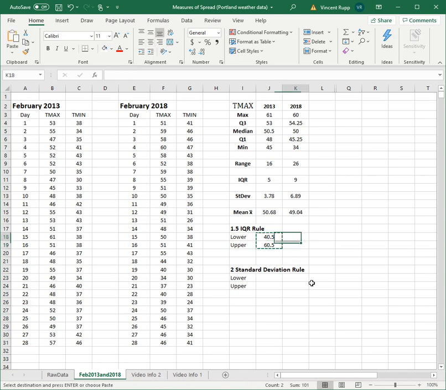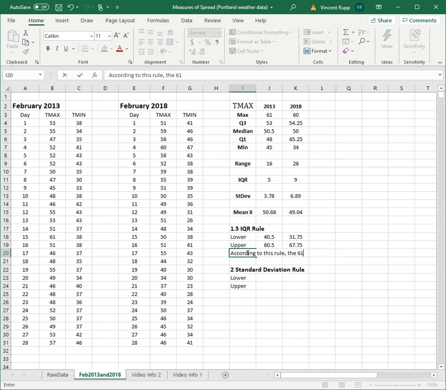And the way I set this up, I can copy paste those over. Let's check and make sure those are referencing the right cells. Looks like they are. So according to this rule, the 61 degree day is a potential outlier for February 2013 because it's above 60.5.